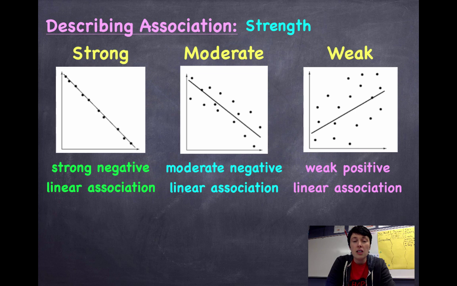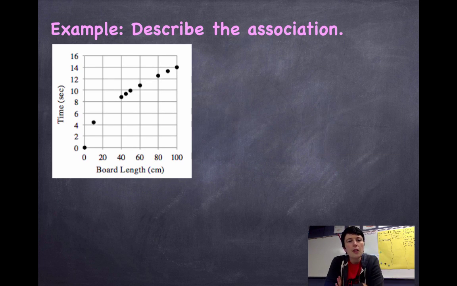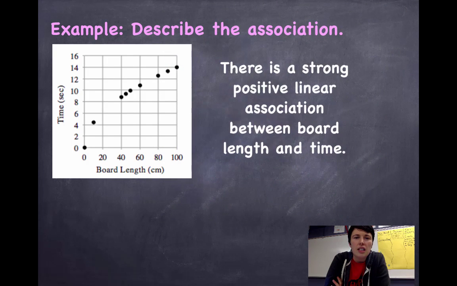So let's look at some data, some actual real life data, some problems. Here's a graph where we have some data, and if you look closely at the graph, there are two variables. The x-axis is the board length and the y-axis is time. And when I look at this, I think there's a very strong linear association. I think there's a strong positive linear association.